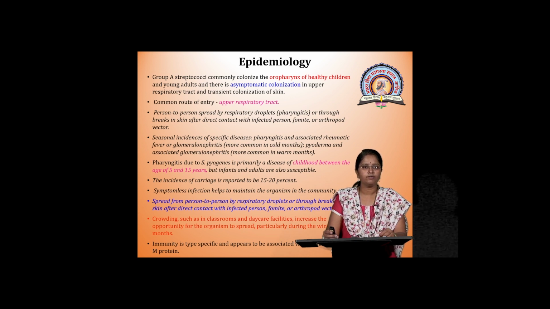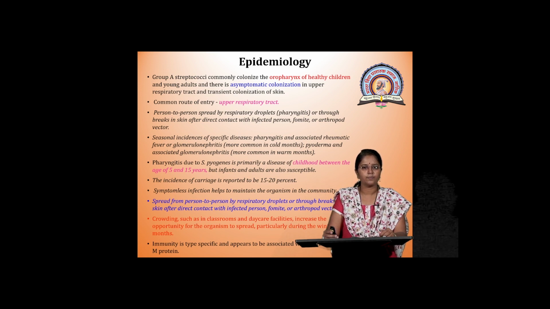The common route of entry of this pathogen is the upper respiratory tract. The infection spreads from person to person by respiratory droplets, that is, if the person is having pharyngitis. When a person has pharyngitis with Streptococcus pyogenes, the respiratory droplets from sneezing, coughing and speaking will be present in the air, and they will be responsible for infection to others. Also, the bacteria enters the body through a break in the skin after direct contact with an infected person. Fomites or arthropod vectors are also responsible for infection with Streptococcus pyogenes.